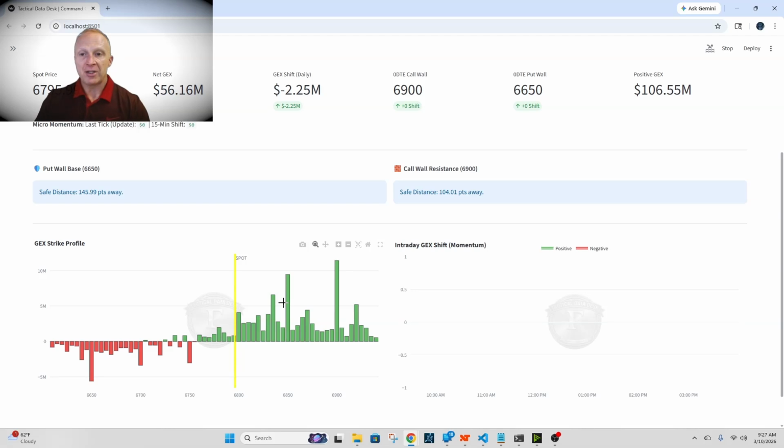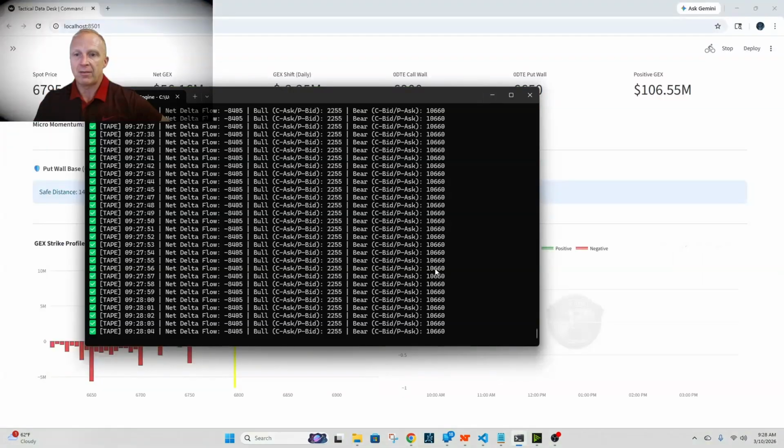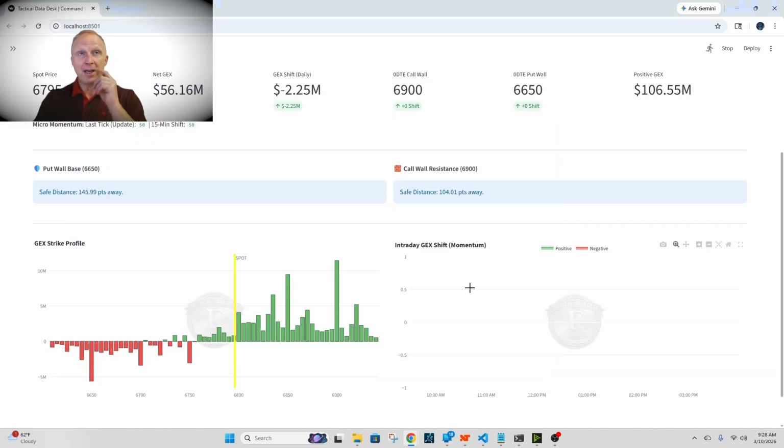We'll watch what happens with this exposure in real time as the bars shift, and then we'll watch what happens with the Intraday GEX Shift Momentum as well as these walls. I'll also be watching the options order flow in my dashboard, and I've got a real-time ticker that shows the net flow, and another dashboard that shows me options flow. I'm almost done working on that. It's pretty awesome. When I am done, I'll show you.